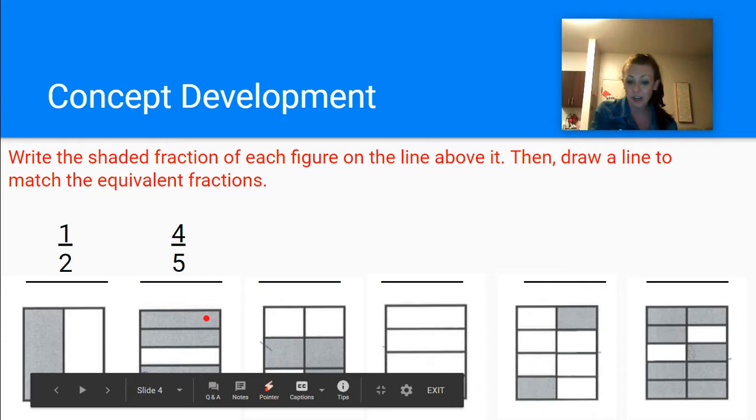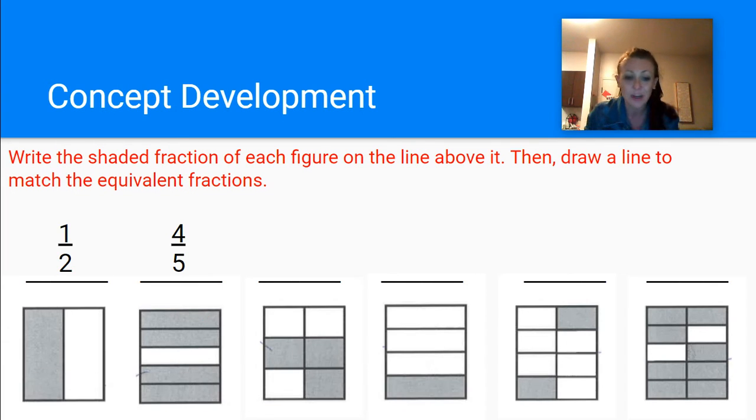Our third picture, let's just wait for that to disappear. Our third picture has 6 equal pieces in all, so that would be my denominator down on the bottom, and 3 of them are shaded, so 3/6 are shaded. Our fourth one, I see one piece shaded, so that one shaded piece would be my numerator, and the 4 pieces in all would be my denominator, making it 1/4.